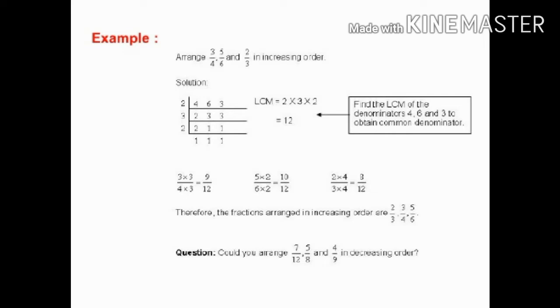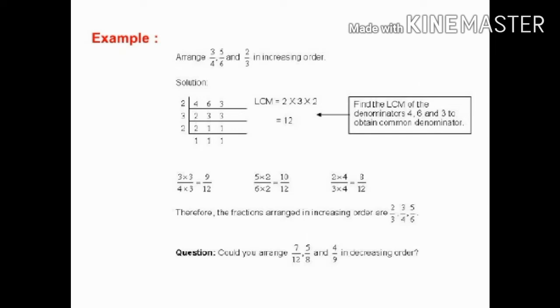So the fractions arranged in increasing order are 2 by 3, 3 by 4 and 5 by 6. Dear students, look, 9 by 12, 10 by 12 and 8 by 12. Denominators are same. Now we will check the numerators. We already know that ascending order means lower to higher. So 8 by 12, 9 by 12 and 10 by 12. 8 by 12 represented 2 by 3 and 9 by 12 represented 3 by 4 and 10 by 12 represented 5 by 6.